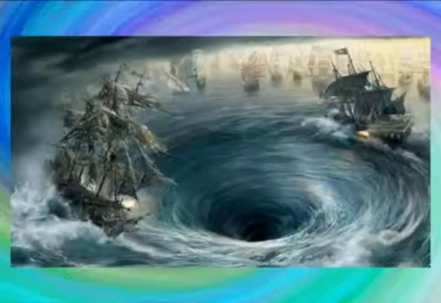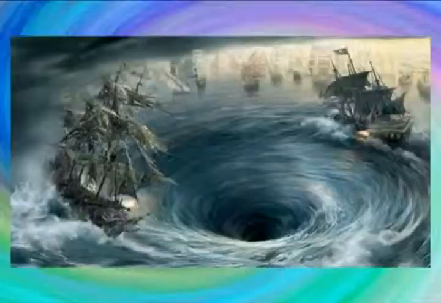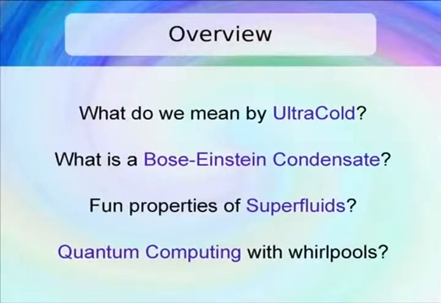Let's lay out our plan for what we're going to talk about. For starters, ultra cold has been thrown around a lot, and let's just lay down what exactly is ultra cold. And I work with a specific type of matter called a Bose-Einstein condensate. I'm going to explain what that is and talk about some of its fun properties, like its superfluid properties. And I hope to tie it all together with the application end of things and talk a little bit about how to make a quantum computer out of this whole mess.